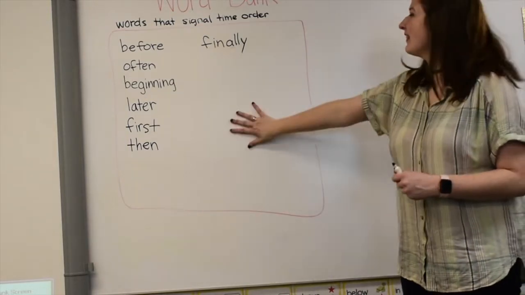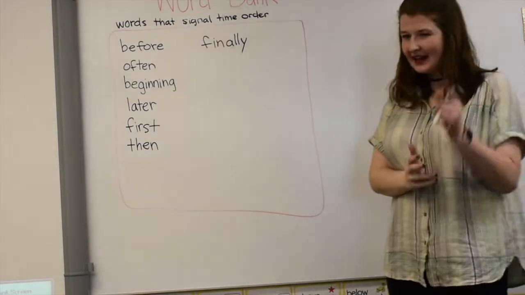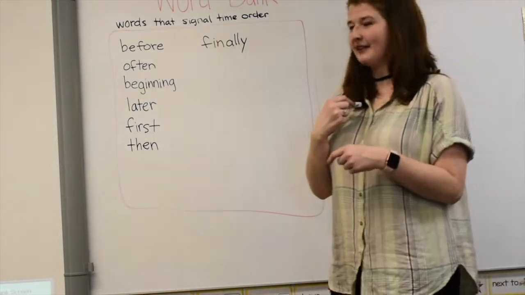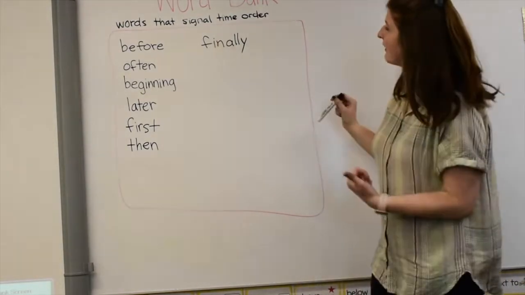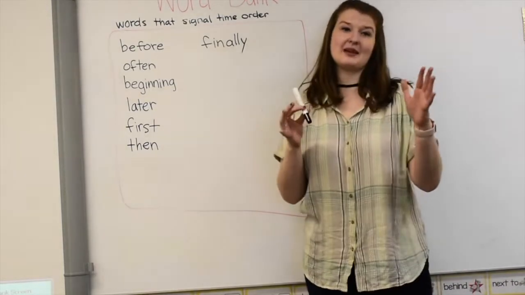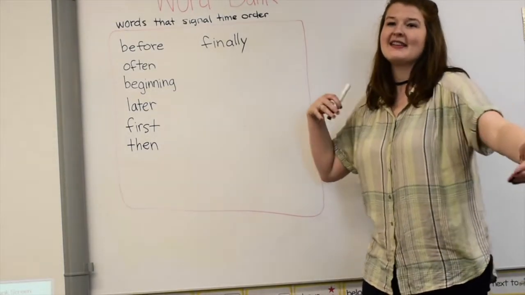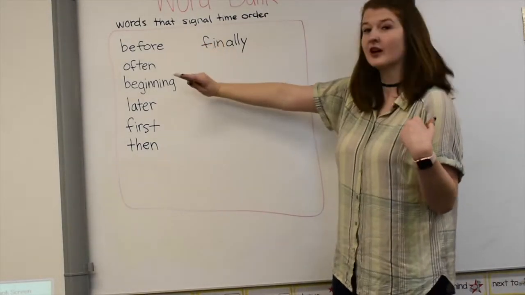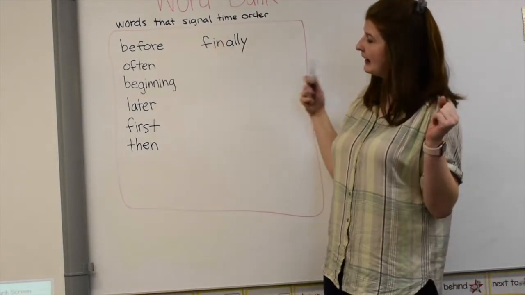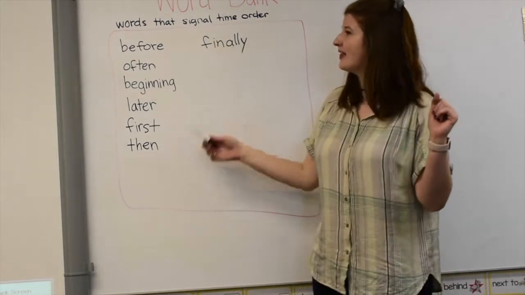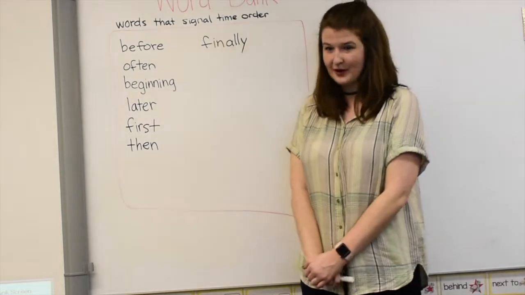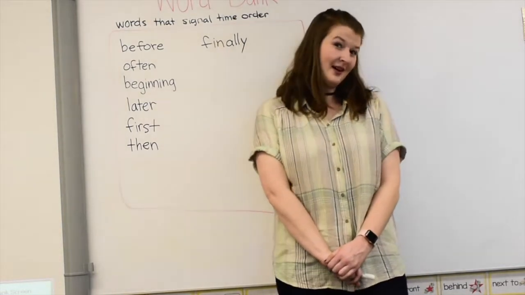Alright, now that I have my list, I feel like I might be missing some. I want to see what words you came up with that I might have missed, but let's review. So when I was reading through, these words popped out to me as words signaling that something was changing or time was happening. So I have before, often, beginning, later, first, then, and finally. I know there's some more in there, and I bet you smart writers will find them all.